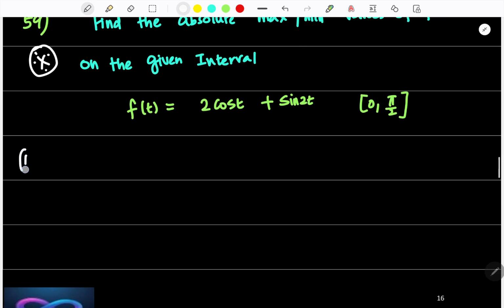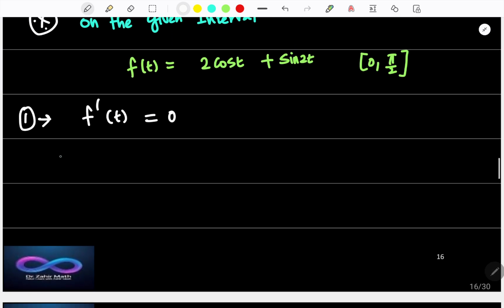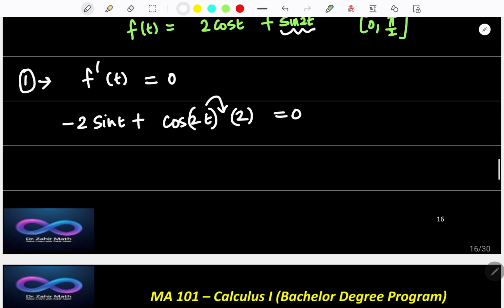Right. What is step number 1? Step number 1 is f dash of t is equal to 0. What's your f dash of t? Derivative of 2 cosine t is minus 2 sine t, plus derivative of sine 2t, which is cosine 2t, and 2t derivative is 2, right? So minus 2 sine t, right? And then plus 2 cosine 2t.